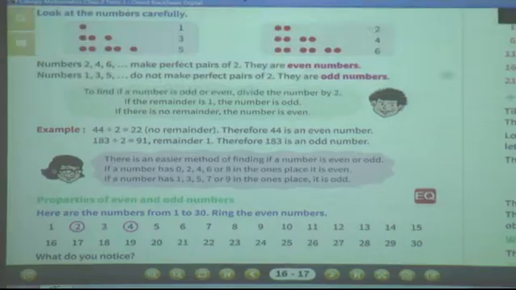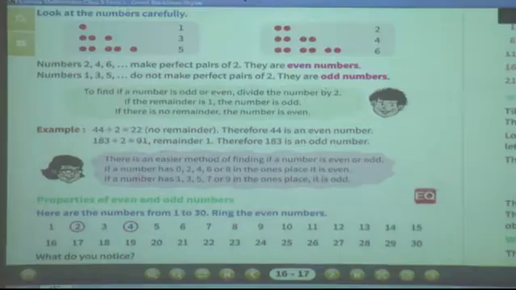So we will call it an object. Now here, how many objects are there? Count it. 1, 2, 3. Here 3 objects are there. And here 1, 2, 3, 4, 5. Here 5 objects are there. Now students, see this second picture. Here 1, 2. 2 objects are there. Then 1, 2, 3, 4. 4 objects are there. And here 1, 2, 3, 4, 5, 6. 6 objects are there.